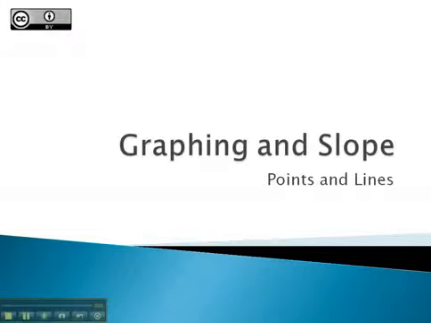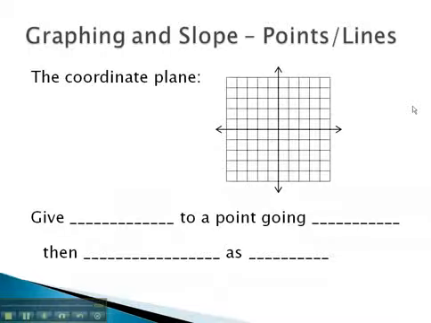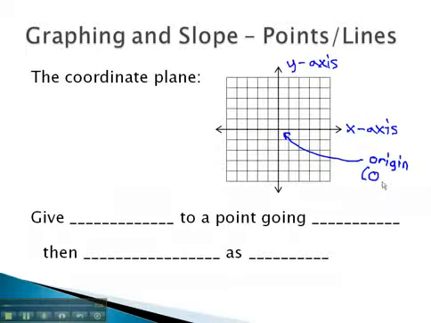In this video, we are going to take an introductory look at how we can put points and lines on what is called the coordinate plane. The coordinate plane is an intersection of two number lines. The horizontal number line is called the x-axis. The vertical number line is called the y-axis. These two number lines intersect at a key point called the origin, which is 0 for the x number line and 0 for the y number line.